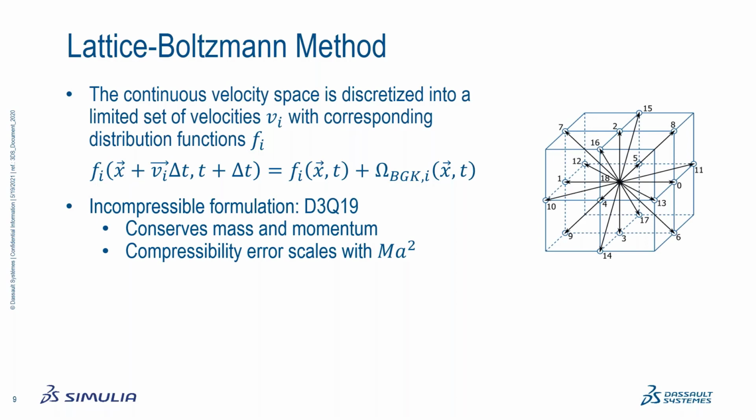In the incompressible formulation, the D3Q19 model is typically used. What this means is that a three-dimensional space is discretized into 19 discrete velocities. And you can see these 19 discrete velocities in the sketch shown on the right-hand side. This formulation conserves mass and momentum, and the compressibility error scales with Mach squared. If you remember, we said that the compressible flow limit has a Mach number of up to 0.3, and so your error scales with 0.3 squared, which is 0.09. So up to that Mach number, that's where we say typically that compressibility can be neglected.